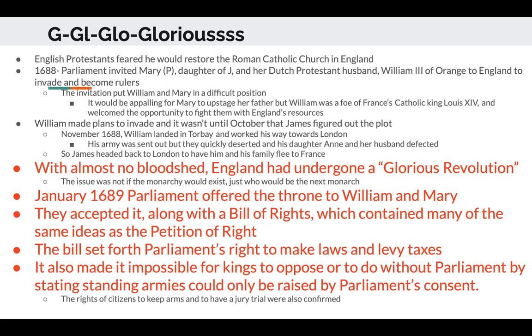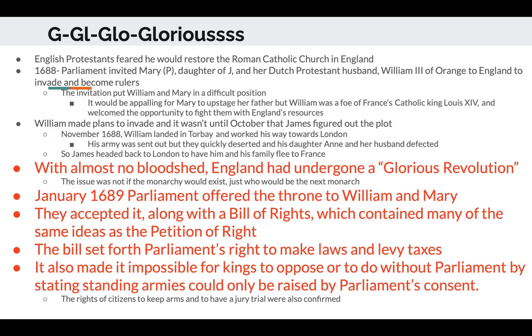James's army was quickly sent out, but they deserted him, and his daughter and her husband defected from the king. So James headed back to London and then fled with his family to France. With almost no bloodshed, test question, England had undergone a Glorious Revolution. That's why it's so glorious. No blood was shed. The issue was not if the monarchy would exist, just who would be the next monarch.